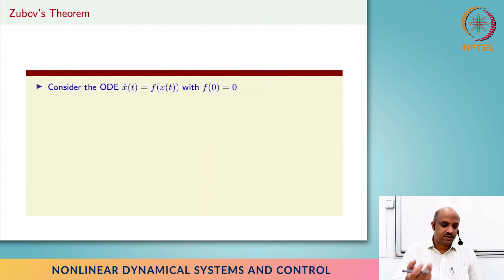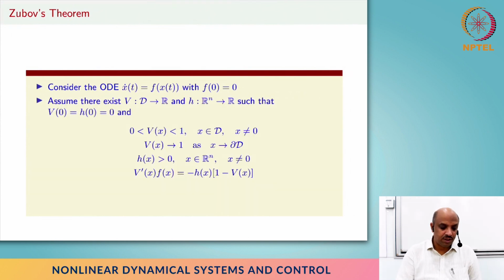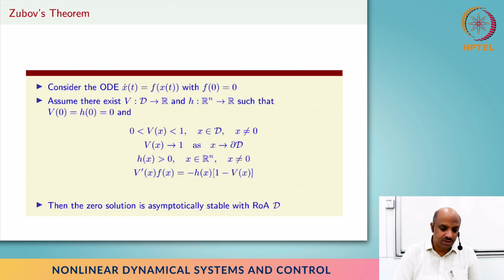So the next method is called Zubov's method. I'm not going to go through an example or details in this particular case, but essentially it's another set of conditions, but stranger than everything else. Basically, you're looking for some V on a bounded set D, and this V is going to reach 1 on the boundary of this set, and then we have another strange function h of x, which is also similar to V, that satisfies these conditions here. And if that happens, then we can show that the zero solution is asymptotically stable with region of attraction D.